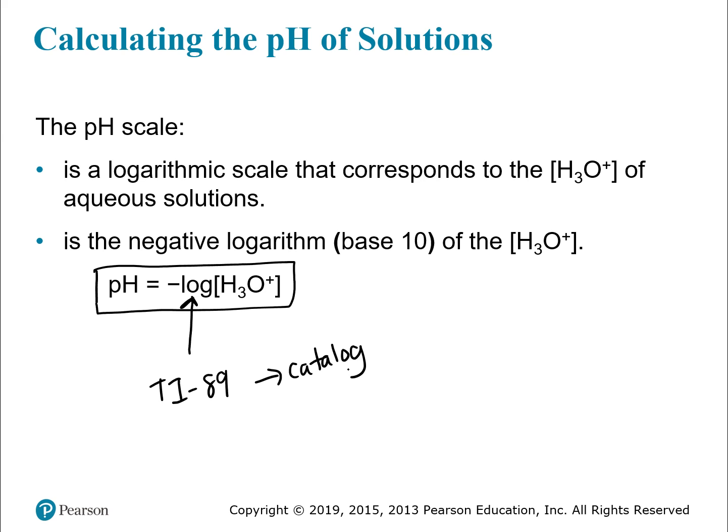If you have an 83, you may have a log button, but you may also need to go to the catalog. It may look something like this, a log button like that, or it could say log 10, but you're looking for log base 10, not base 2, base 10. Make sure that you know how to use the log function on your calculator because you will need it to do pH.